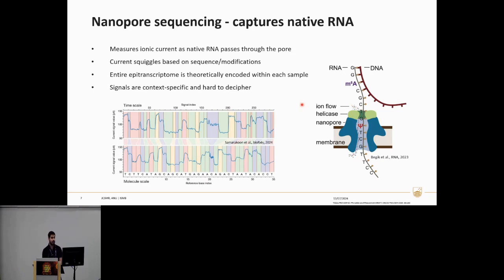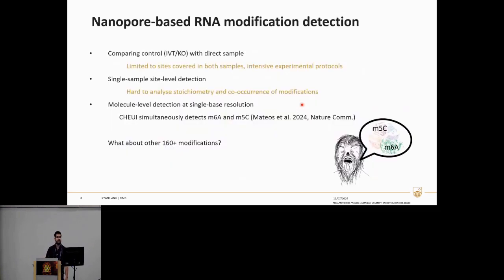But the signals are quite complex and context-specific, so it is very hard to decipher the nanopore squiggles, and very sophisticated algorithms and machine learning approaches are needed to work with this sort of data. There have been numerous approaches for trying to detect RNA modifications from the nanopore. The simplest ones rely on comparing a control sample with a direct sample, with the control sample usually being either a knockout of known enzymes or in vitro transcribed RNA, which has no modifications.